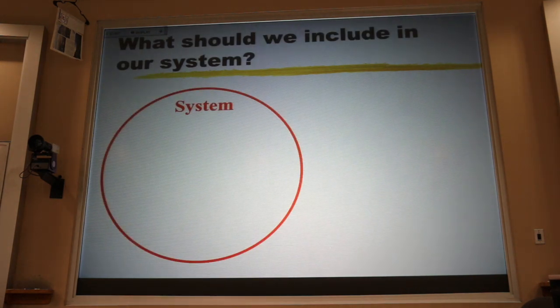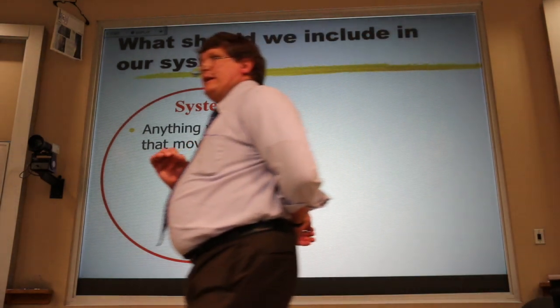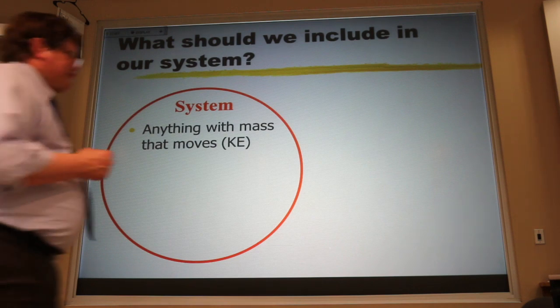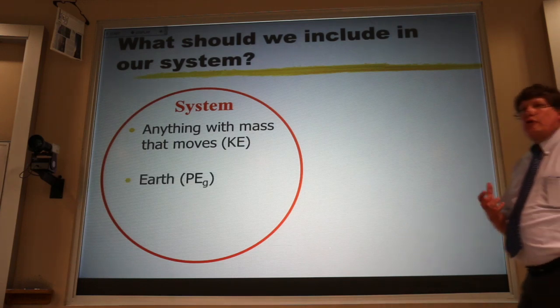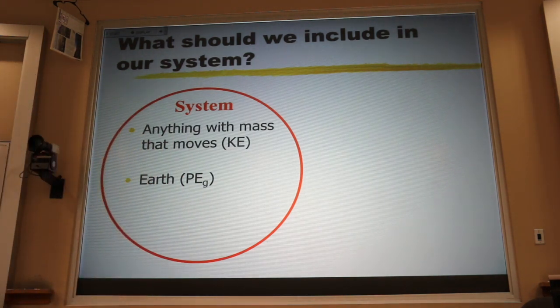What do we put inside the big red circle? This is my suggestion. Always include anything in the problem with mass that's moving so that you can consider the kinetic energy in the problem. Secondly, we will always, always, always include the earth in our system. And by that I mean the gravitational force. You should never, I repeat, you should never calculate the work done by the gravitational force. You should instead talk about the energy stored in that potential energy bucket.